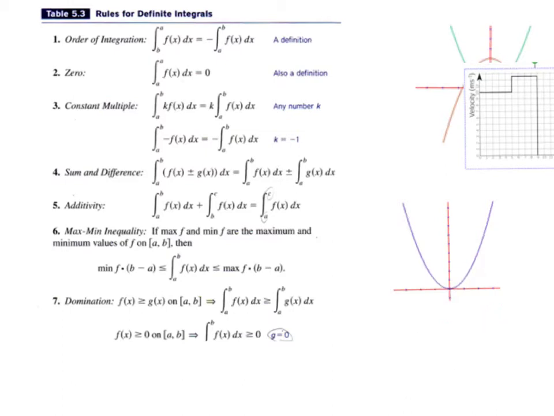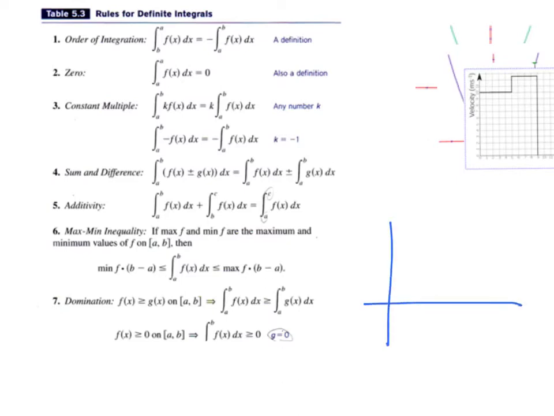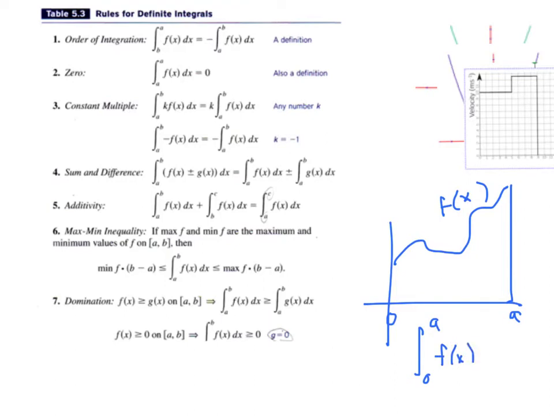Alright? This time I want to draw my own function. So let me kind of just draw a random f of x. Okay, here's f of x. And let's say I want to evaluate the area from 0 to a of f of x dx. If I pick the minimum value, which is right here, the minimum value of the function on the interval, and I make a rectangle.